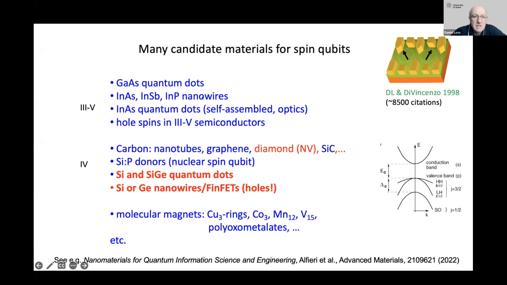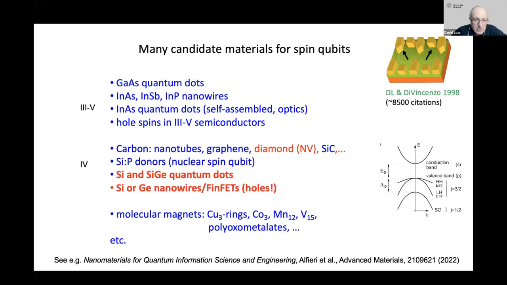They can come in different geometries and confinement. They can come as gate-confined quantum dots or self-assembled quantum dots. They can be in nanowires, elongated structures. They can come as electrons, but also as holes in systems. And in the group 4 class of semiconductors, there we have carbon. They can come as nanotubes or in graphene, diamond, silicon carbide, or donors, phosphorus atoms in silicon, where the nuclear spin is the qubit. And most importantly, silicon and silicon germanium quantum dots or nanowire structures or transistor-like structures, so-called FINFETs.